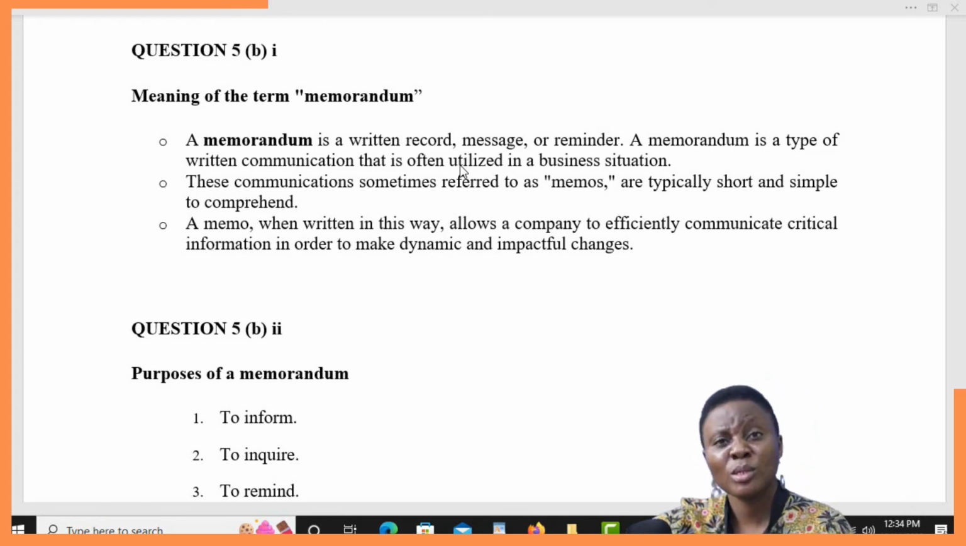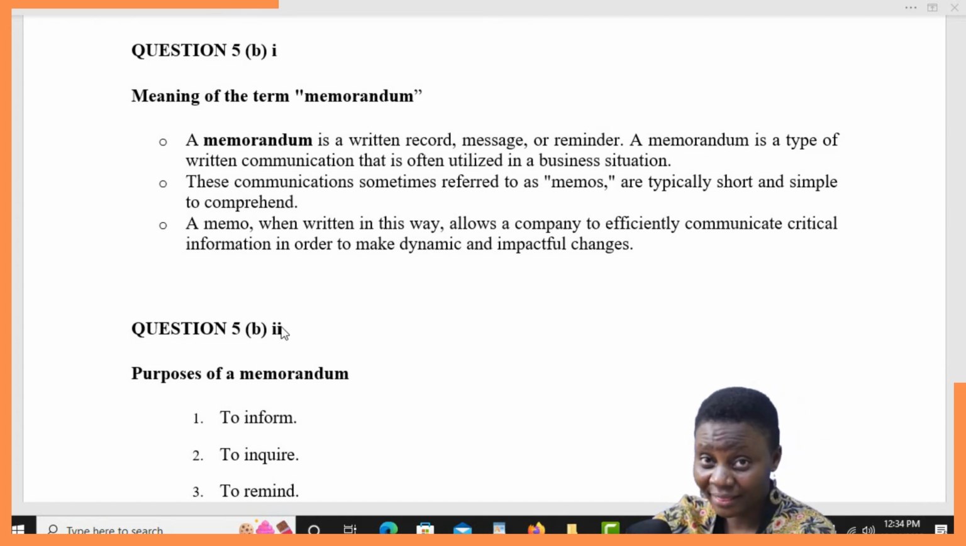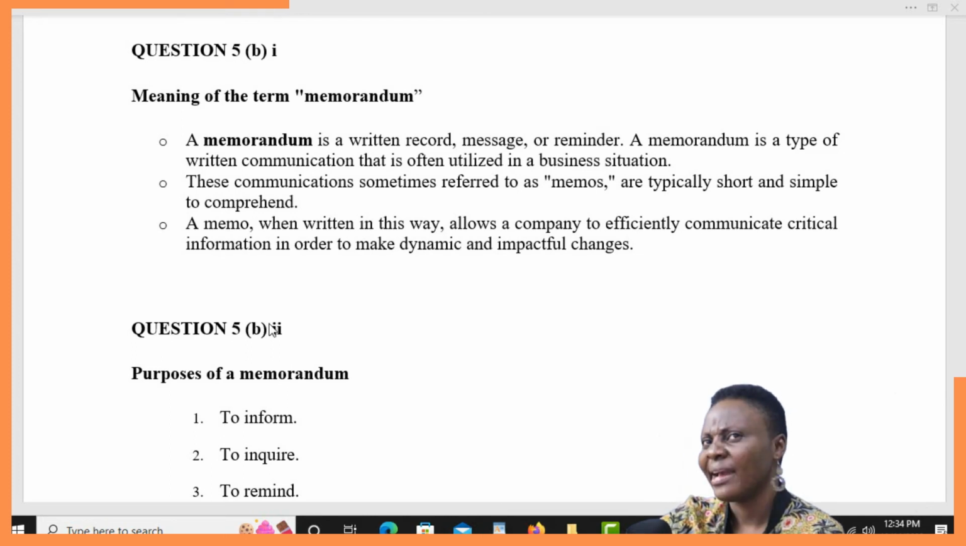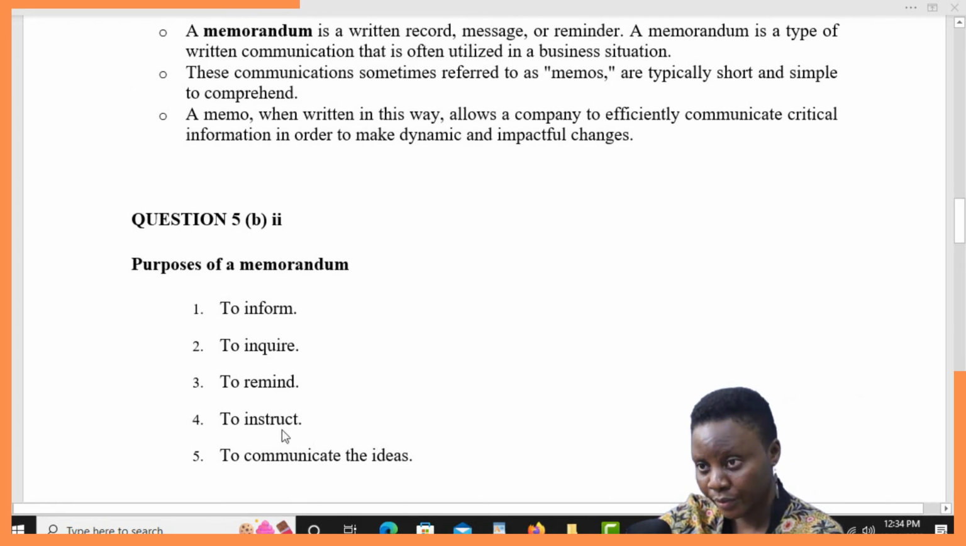And you can also use memos to remind people. Maybe remind people of a certain meeting that was scheduled in the near date. And maybe you feel people have been so busy and you need to remind them of that specific meeting. Sometimes you can use memos to remind.